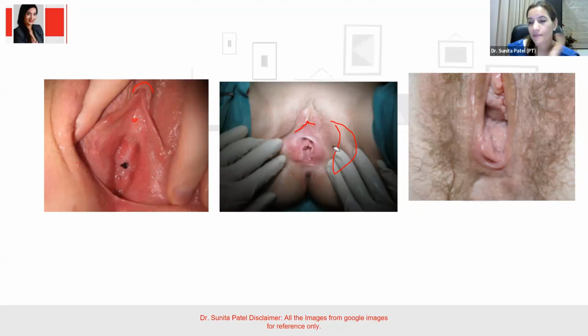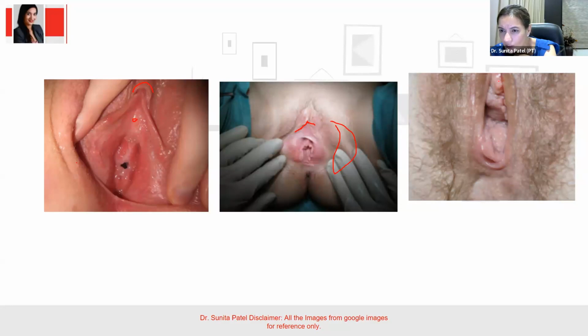Openings are present. This is again a structure, and in this vestibule you can see the labia minora on the sides, and this is the small urethra on the top. This is a urethra, which is very visible.